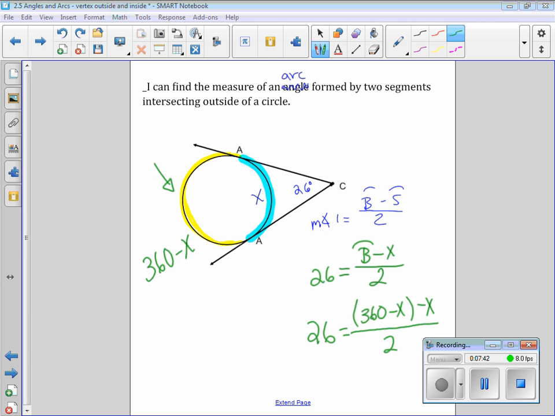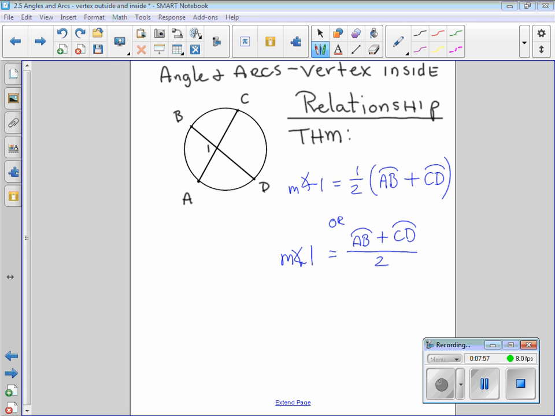I would start with multiplying both sides by 2 to flatten out the equation, and then look at combining like terms. Remember, that is a 360 minus x minus an x, not times a negative x. So no distribution property here.